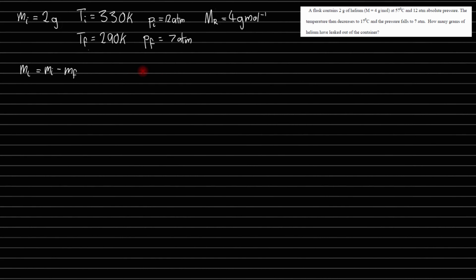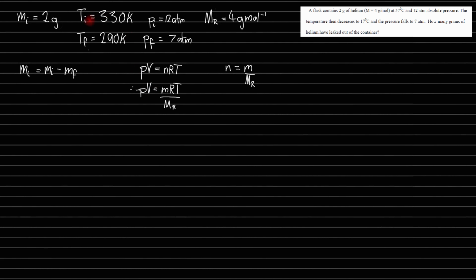Well, let's write down our ideal gas equation and start thinking about this. So PV equals nRT. Well, we don't know the number of moles, but we do have an equation that links mass and the number of moles. That's that the number of moles is equal to the mass over the molar mass. So let's substitute that in. We therefore have that PV is equal to mRT over m sub r.